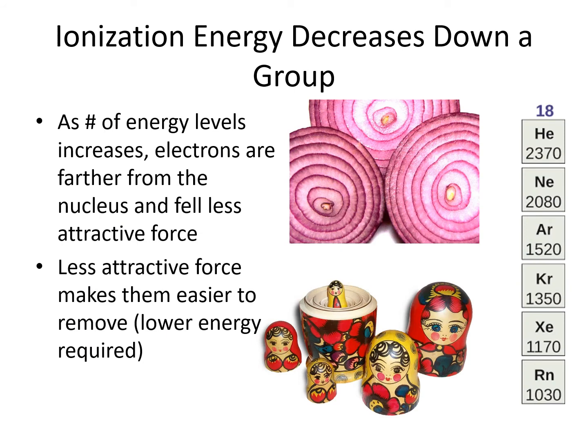Going down a group on the periodic table, ionization energy decreases. As there are more and more energy levels, like layers of the onion or Russian stacking dolls, the electrons on the outside of the atom are farther away from the nucleus that is hanging onto them, so they are able to be pulled away more easily.